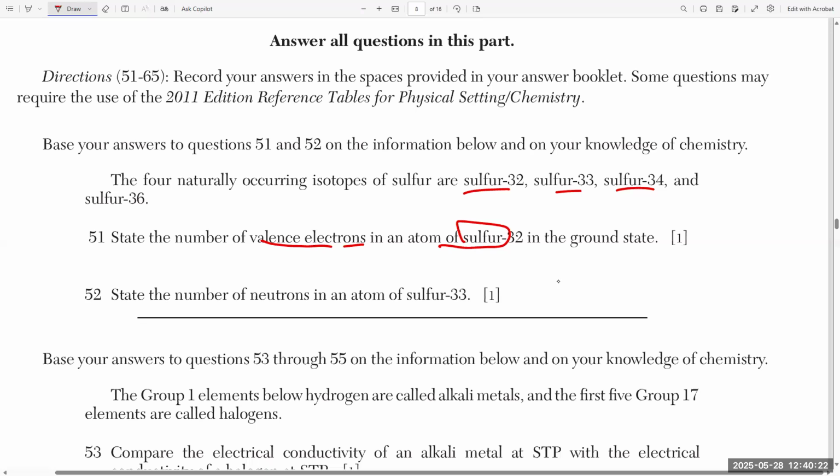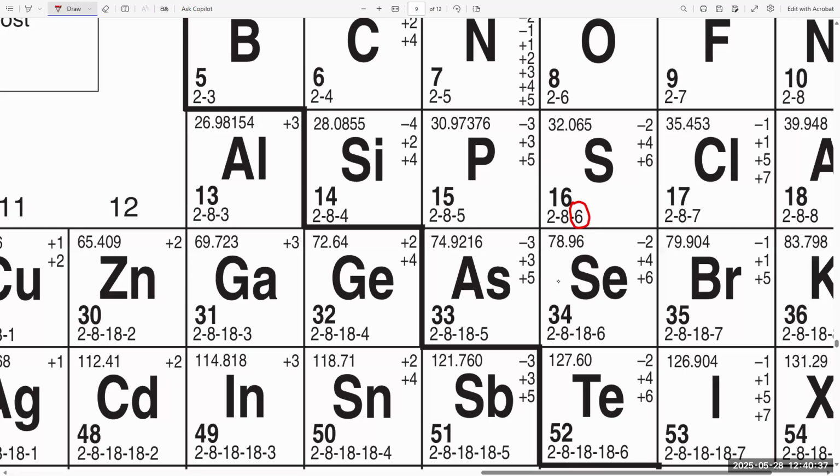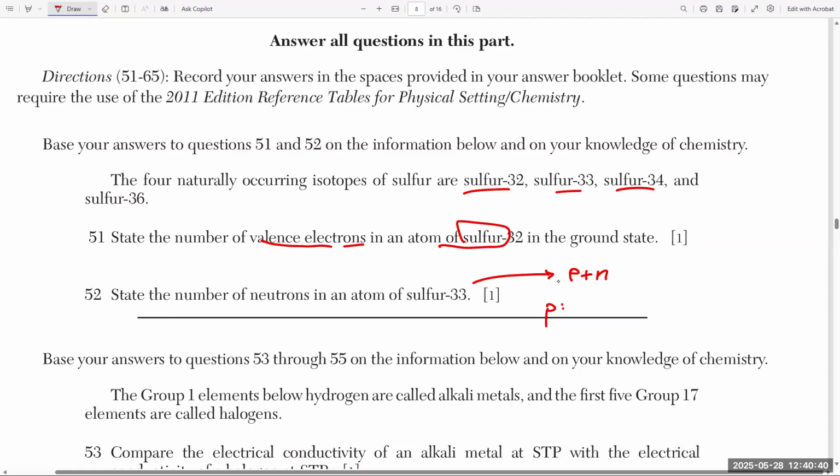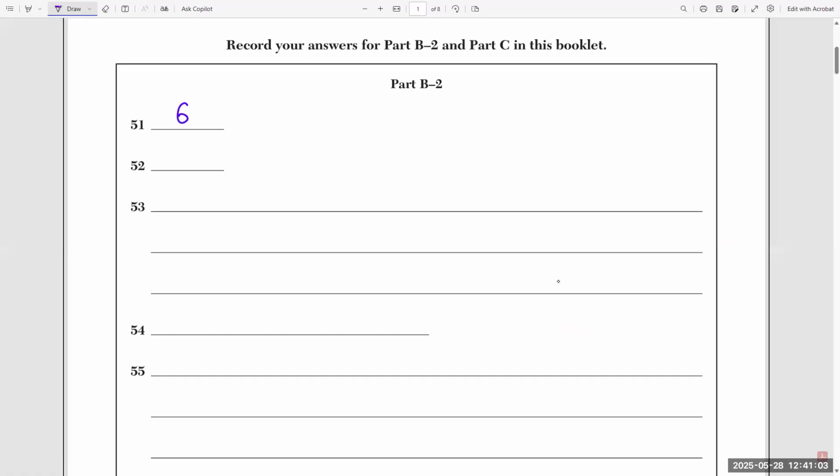State the number of neutrons in an atom of sulfur 33. So you got to figure out that 33 is what? The number of protons plus neutrons. And how many protons does sulfur have? You go to sulfur again, and you notice sulfur has atomic number of 16, so therefore it has 16 protons, right? So what does that mean? That means that 16 plus neutrons is equal to 33, right? So what's the difference? That's 17, right? So 33 minus 16, right, equals 17. And that would be our answer.